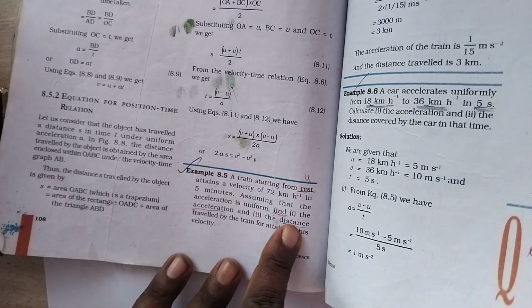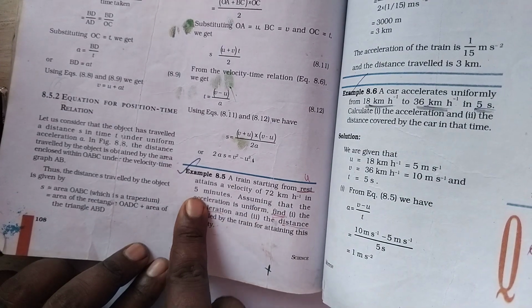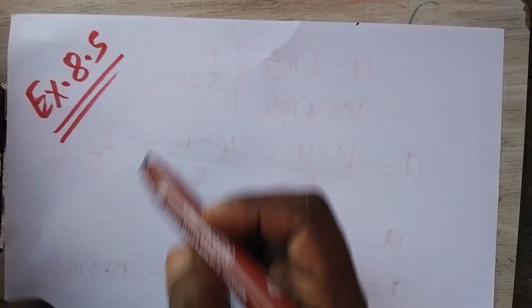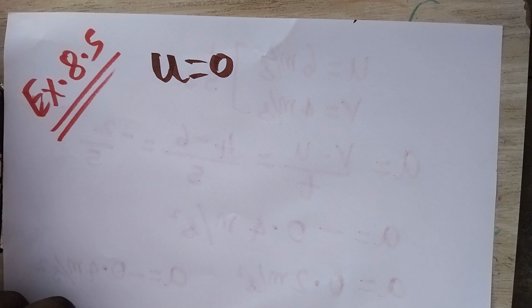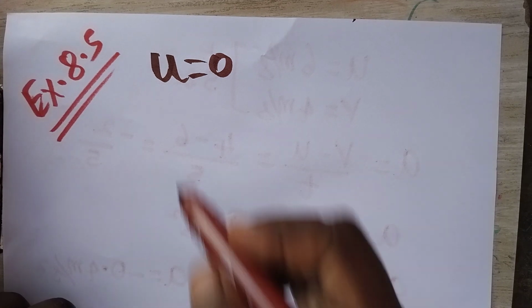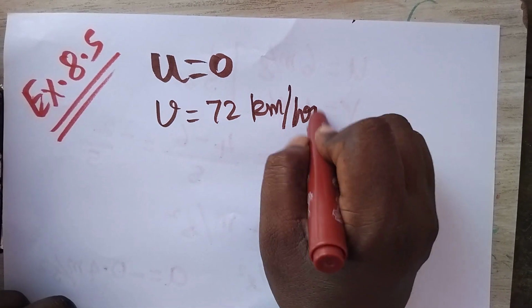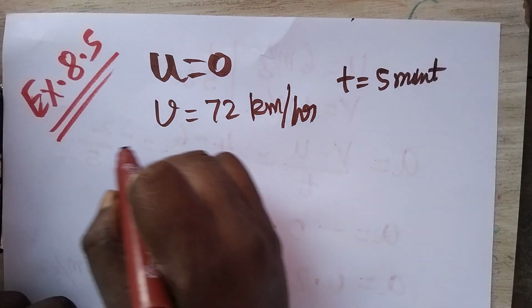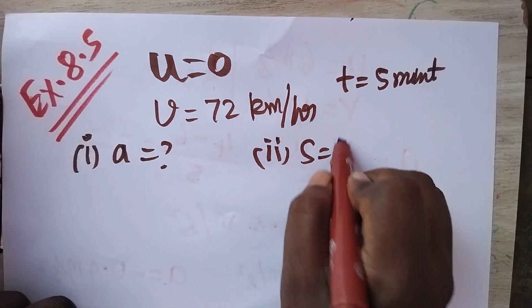The train starts from rest. Start from rest means initially 0. It reaches 72 kilometers per hour in 5 minutes. They want acceleration and displacement. This is the question given. So I'll write whatever is given. Start from rest, initial velocity 0. Initial velocity 0, final velocity 72 kilometer per hour. Time taken is 5 minutes. The first question asks for acceleration and the second question asks for displacement.